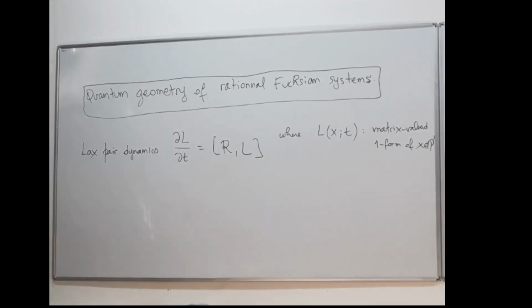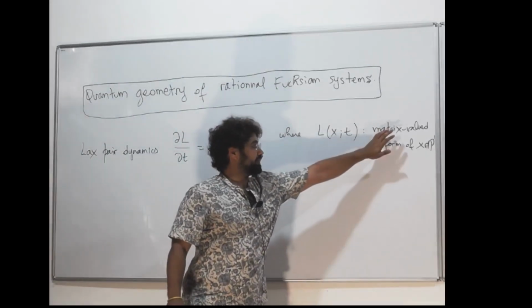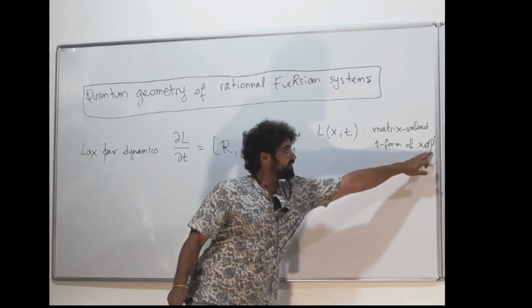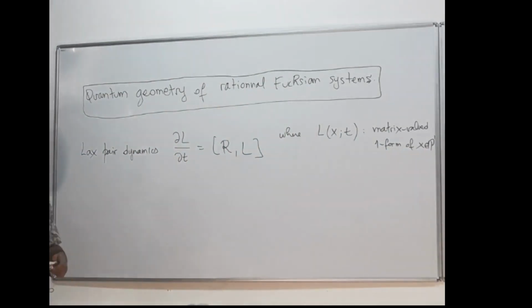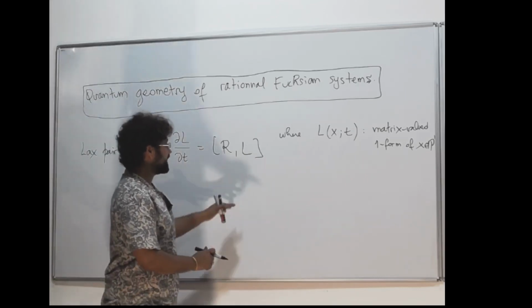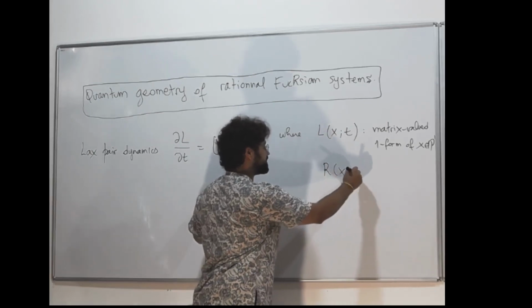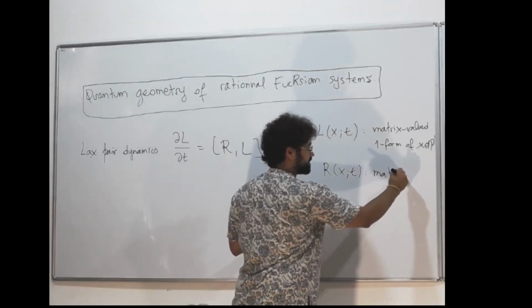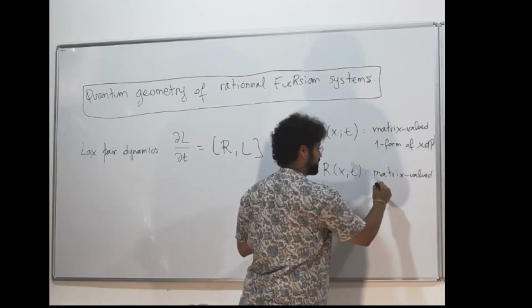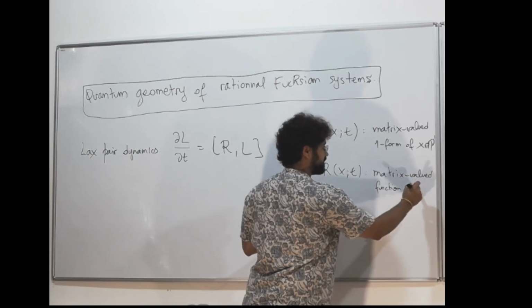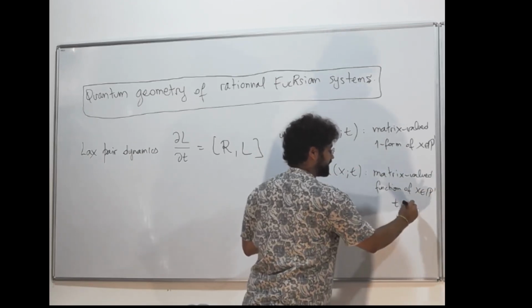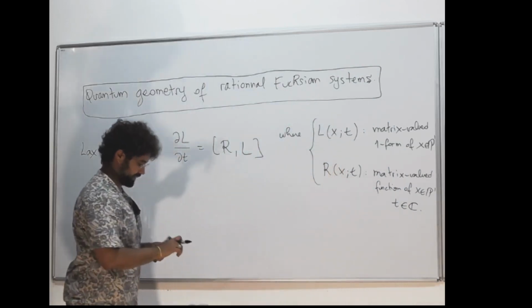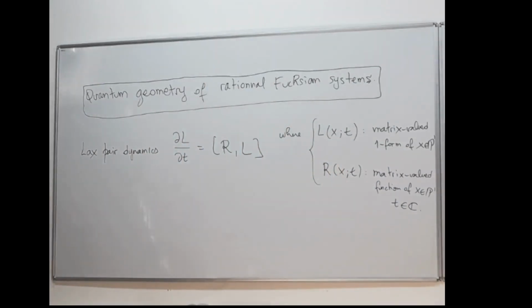Everything I will talk about in these lectures can be generalized to any reductive complex Lie algebra and, here, to any compact Riemann surface. But to avoid any unnecessary complications, we'll just stick to matrices on the sphere. And R depends on the same variables, but is just a matrix-valued function of x in P1 and, say, t in C.